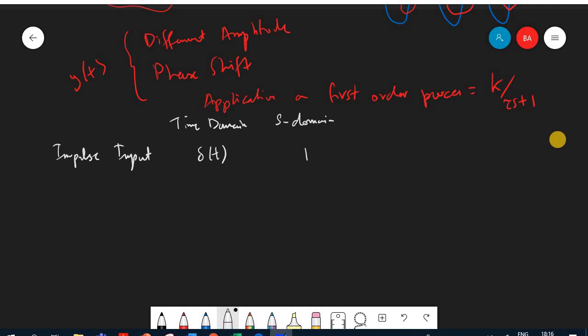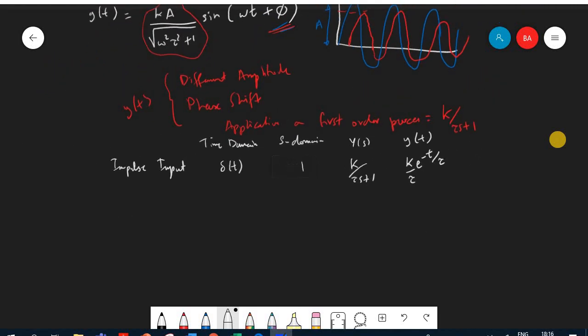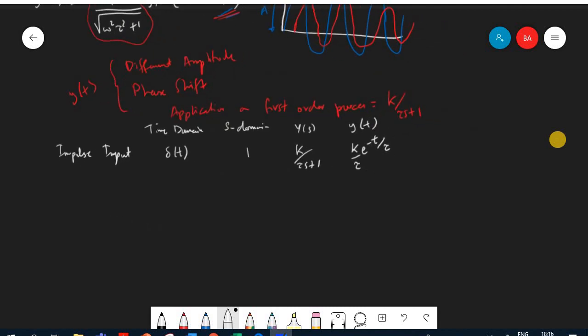If I have my impulse input, the Dirac function in the S domain, and I multiply, I'm going to get my y of s. My y of s is going to be k over tau s plus 1, the same. And if I find the y of t, it will be k over tau into e to the power minus t over tau. I'm going to make that a little smaller because I'm trying to summarize everything.